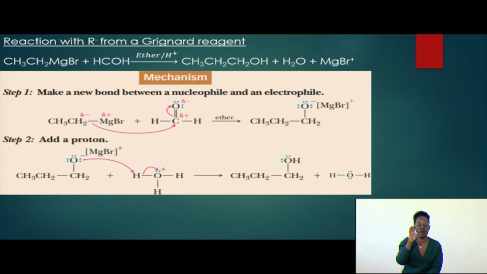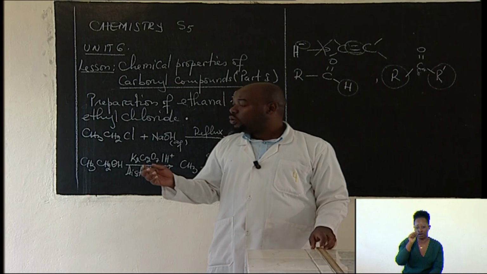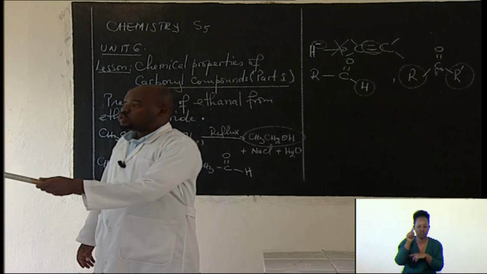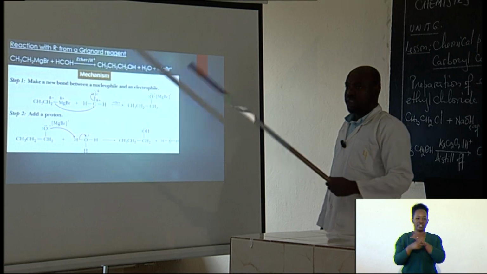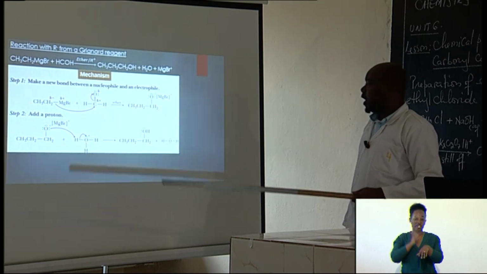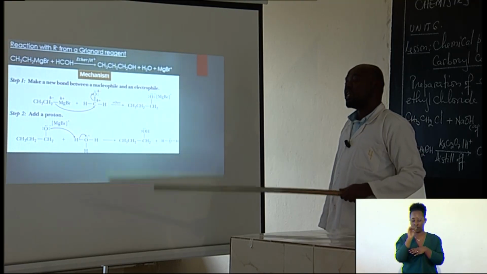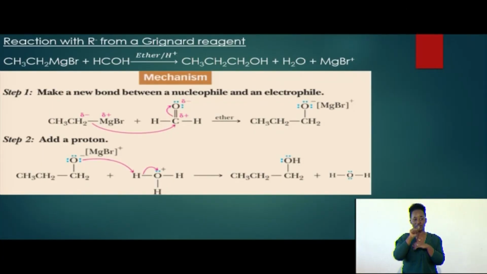Here it should be noted that when we use aldehydes, we produce alcohols, but what kind of alcohols? When we use the simplest aldehyde, we always produce a primary alcohol. When we use other aldehydes, we produce secondary alcohols. And when we use ketones in this reaction, we produce tertiary alcohols. You remember that from the preparation methods of alcohols.